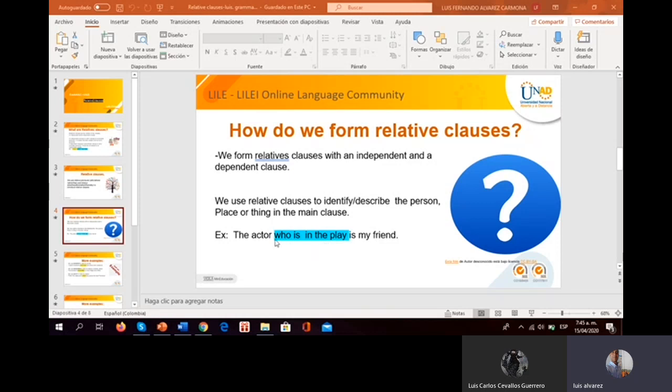But here is a complete relative clause because it is connecting with a clause, a relative clause. In this case, the clause is who is in the play. So the two are integrated into one, and as a result, we have this: the actor who is in the play is my friend. So now turn on your microphone and tell me if you understand this part.